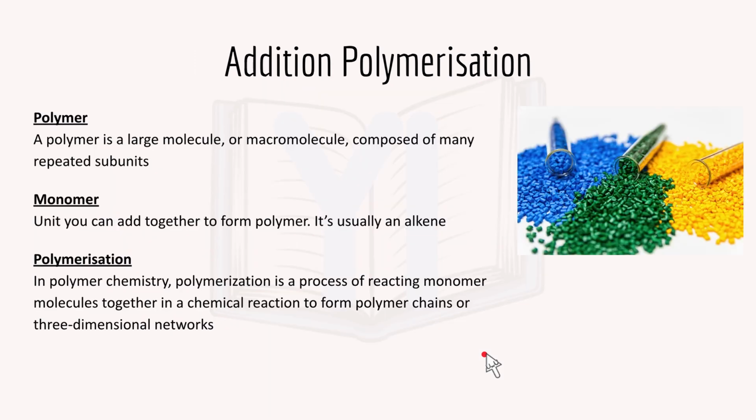And then we'll move on to addition polymerization. A polymer is a large molecule or macromolecule composed of many repeated subunits which are called monomers. Monomers are units you can add together to form a polymer, and it's usually an alkene. And polymerization, in chemistry, is the process of reacting monomer molecules together in a chemical reaction to form polymer chains or three-dimensional networks.